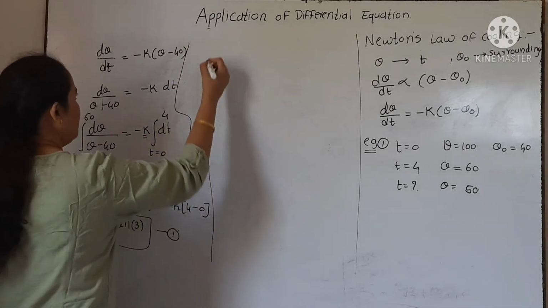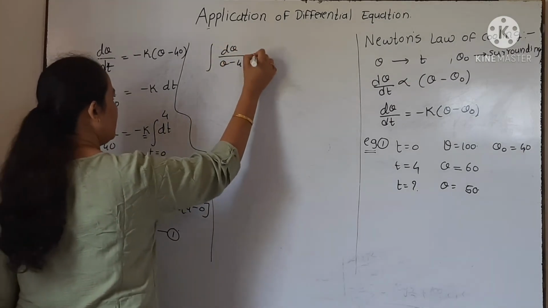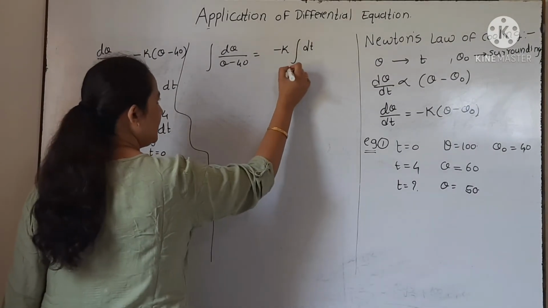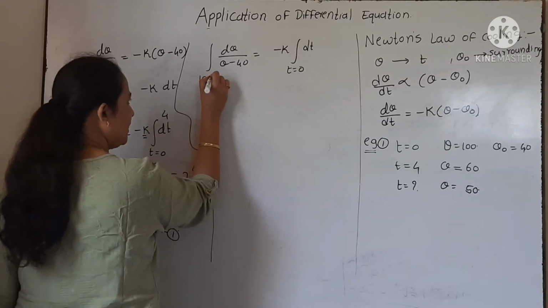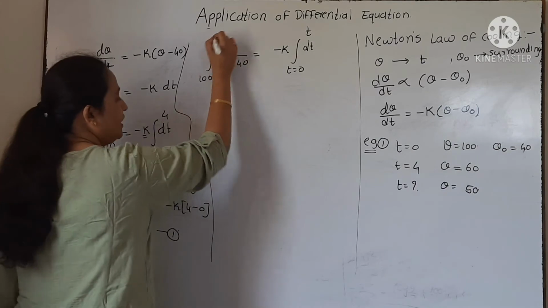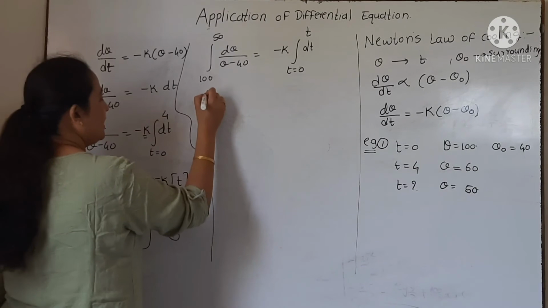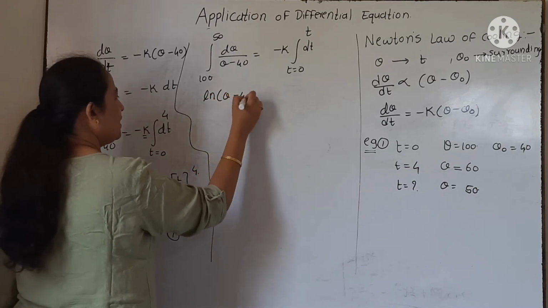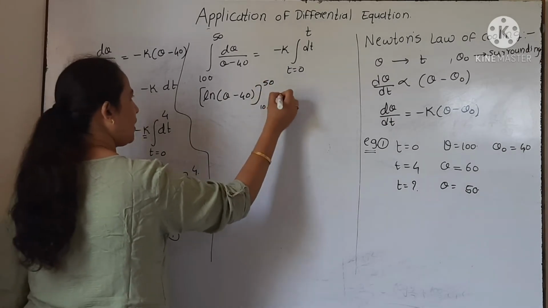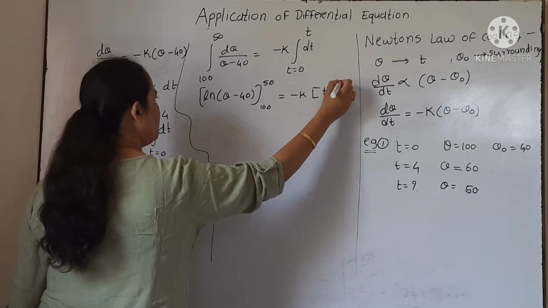Now only change the limits of integration, that is d theta upon theta minus 40 equal to integral of minus k dt. See, t is equal to 0, the temperature is 100. We want the time t when the temperature will be 50 degrees Celsius. We want t when theta is equal to 50. Again take the integral ln of theta minus 40 limits from 100 to 50 equal to minus k integral of dt is t limits from 0 to t.